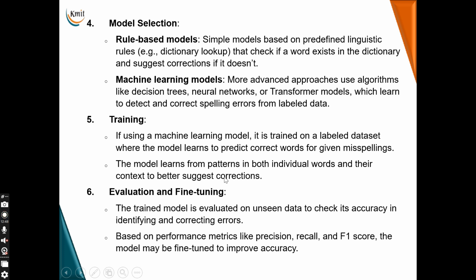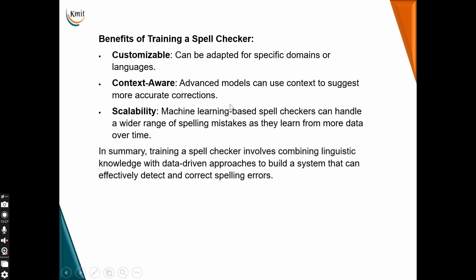And similarly, it is trying to identify both individual words as well as context based suggestions also. And evaluation and fine tuning: whenever you are trying to work with a machine learning based spell checker, the trained model is evaluated on unseen data in order to identify the level of accuracy while correcting the errors. Based on the performance metrics, there are various metrics like precision, recall, F1 score, etc. We can go for fine tuning in order to improve the accuracy of the model.